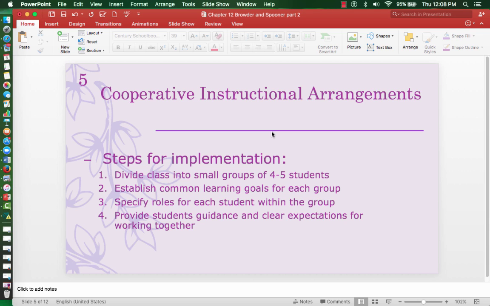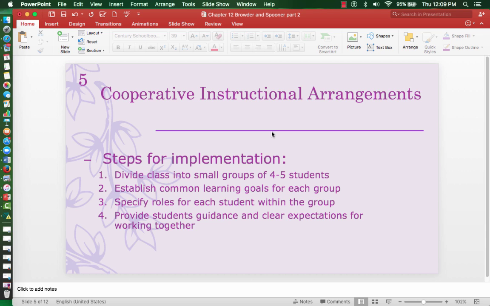And one way to do this is to have cooperative learning activities. So you want to divide the class into small groups, 4 or 5 students, not larger than that. I know sometimes that happens in classes. You have a lot of students, and so you want to have only 4 groups. However, if your groups are too large, then you're going to have difficulties being able to manage them.